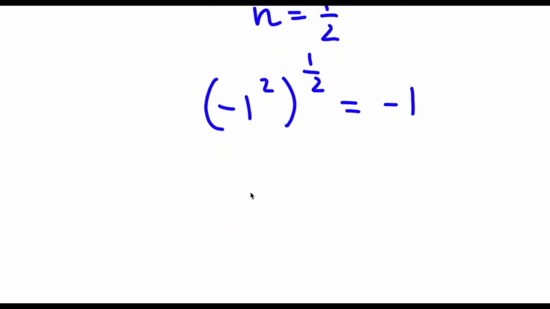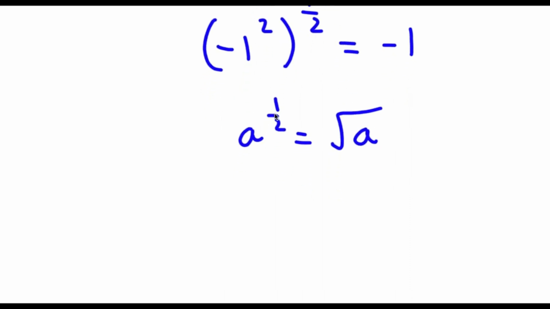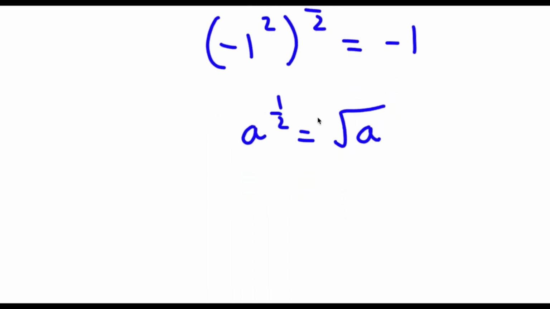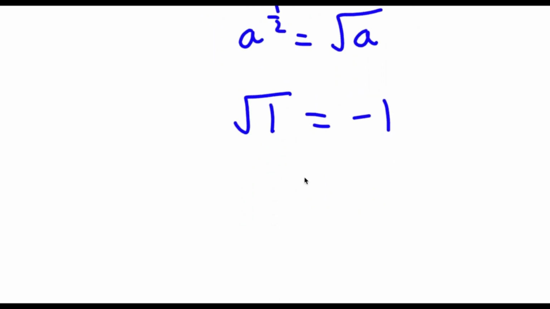Now, if I have something in the form a to the power of 1/2, this is the same thing as the square root of a. So this is the same thing as, well, first off, negative 1 squared, that's simply equal to 1, right? So now I have the square root of 1 is equal to negative 1. And the square root of 1, that's simply equal to 1. So now I have 1 is equal to negative 1. So I just proved to you guys that 1 is equal to negative 1.